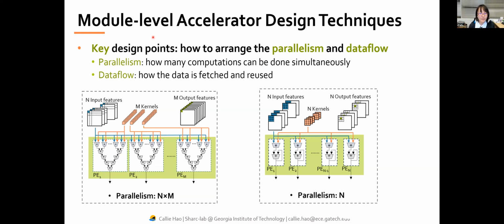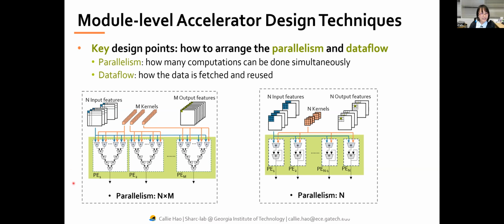So at module level, the key design point is how we want to arrange the parallelism and the data flow. If you are familiar with hardware accelerator design, the parallelism is how many computations can be done simultaneously, and the data flow means how you want to fetch the data and reuse the data. So these are all very important design parameters. And these parameters have to be decided based on what workload you have, right? What does your model look like? What does your layer look like?